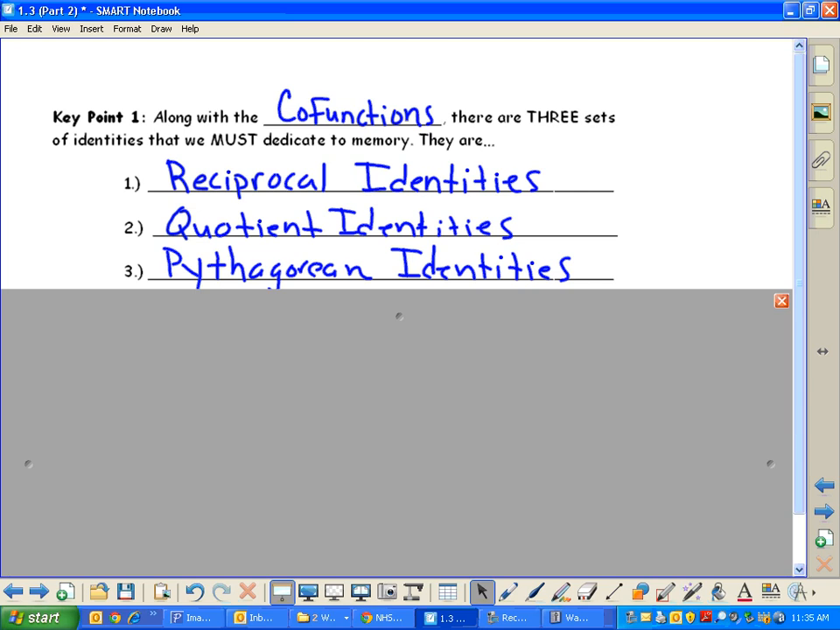So you just did the co-function identity table in your warm-up today. That one's done. Reciprocal identities table.